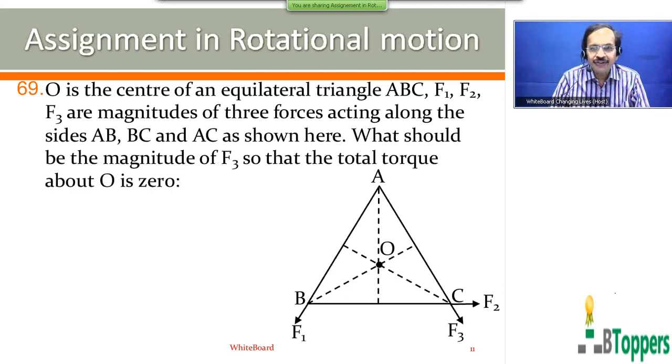Look at the question number 69 on the screen. I am going to read out the question number 69. I am going to discuss the solution of this question now. O is the center of an equilateral triangle ABC. F1, F2 and F3 are magnitudes of three forces acting along the sides AB, BC and AC, as shown here. What should be the magnitude of F3 so that the total torque about O is 0?